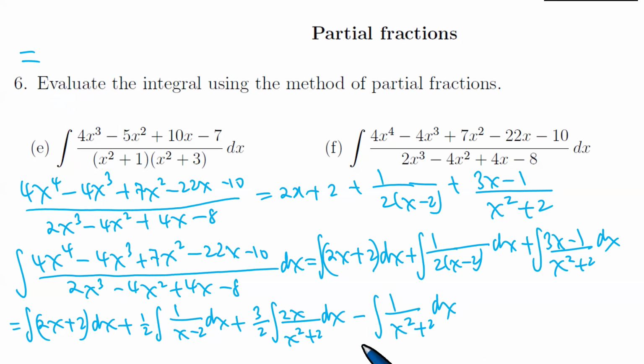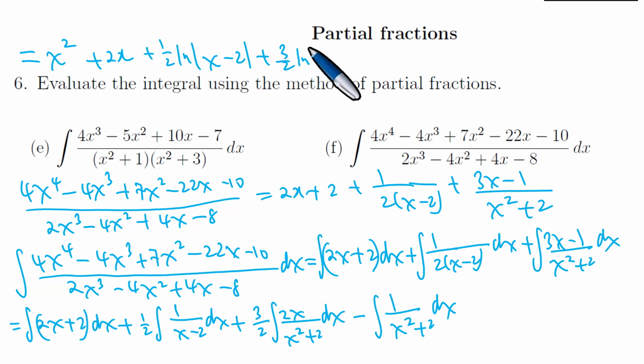What we then need to do is find the integral of the 2x squared. So the integral of the 2x squared is just going to be x squared. The integral of 2 is going to be 2x. This one is going to be the ln of x minus 2. Three over two, the ln of the denominator, x squared plus 2.